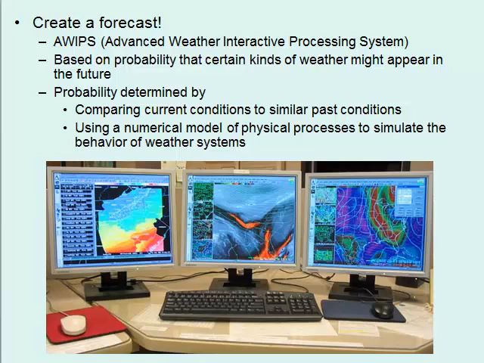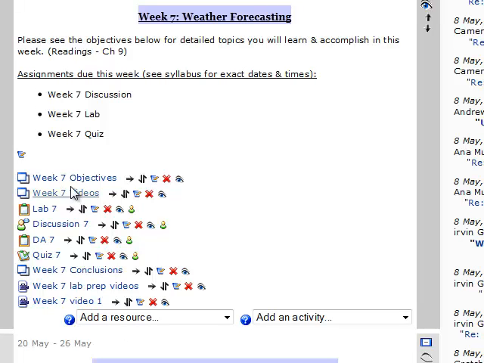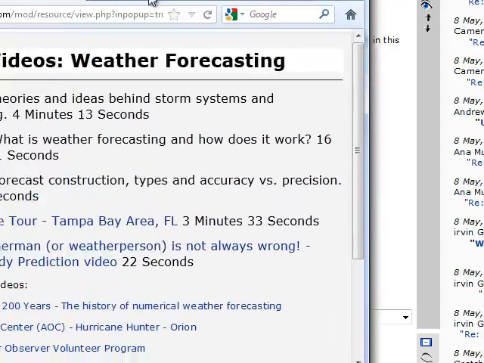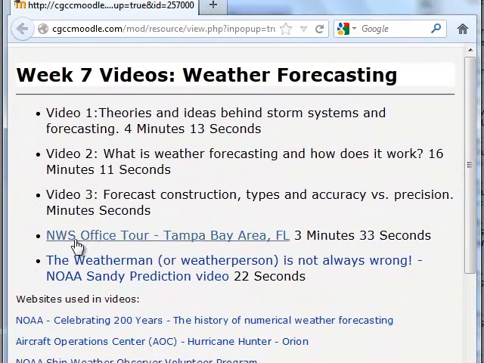And nowadays these forecasts are created by using computer models. And one specifically is called the Advanced Weather Interactive Processing System. If you are curious about what a meteorologist does at maybe NOAA, at the National Weather Service, or your local TV station, what you can do, if you head to the week 7 information, if you haven't already checked out these videos, you see the National Weather Service office tour in Tampa Bay, Florida.